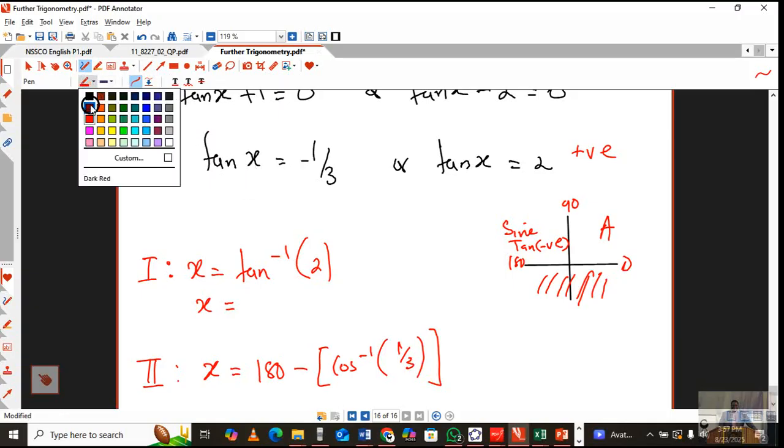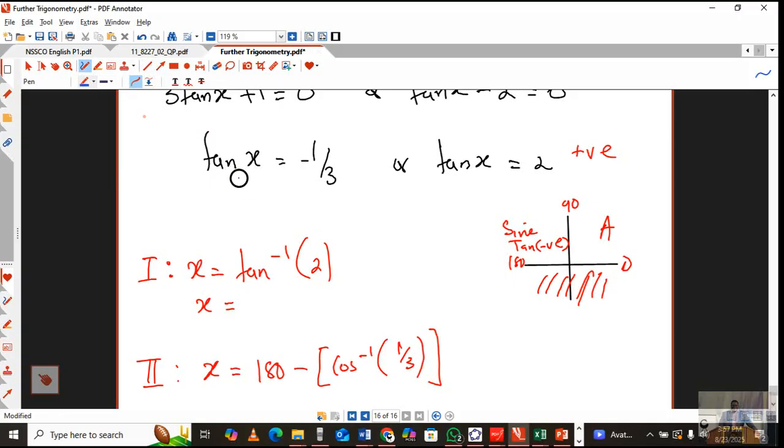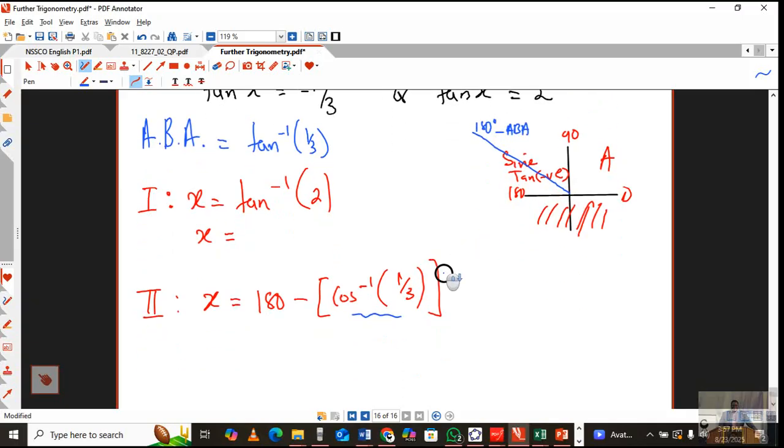To find the acute basic angle, or reference angle for that matter, when the ratio is a third, it is the inverse tangent of a third. Once we have that angle, because it's in this quadrant, you have to say 180 minus that acute basic angle. You get it? That is going to give me the two solutions, one solution being over there.